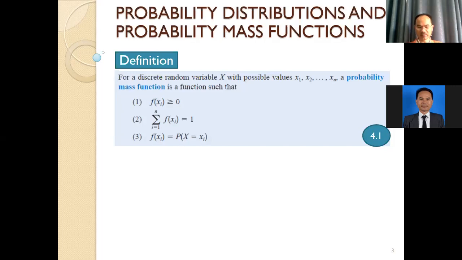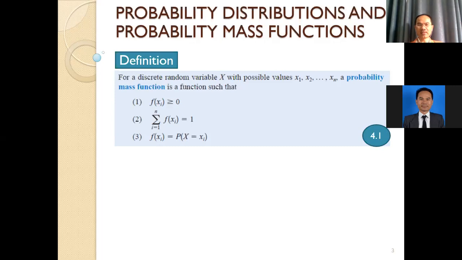We have three definitions. The first definition: f(xi) is greater than or equal to 0. The probability should be greater than or equal to 0. And the summation of f(xi) should be equal to 1. And the last one: f(xi) equals the probability that X equals xi. X is the random variable. xi is the specified value that you would like to calculate.